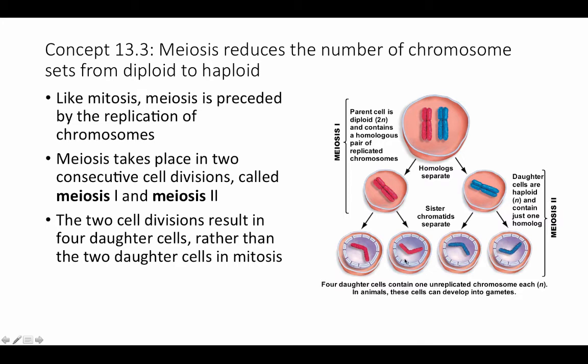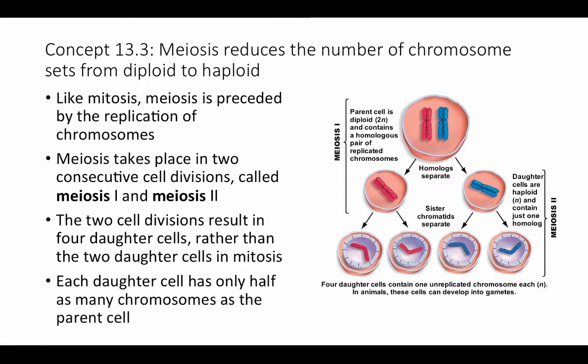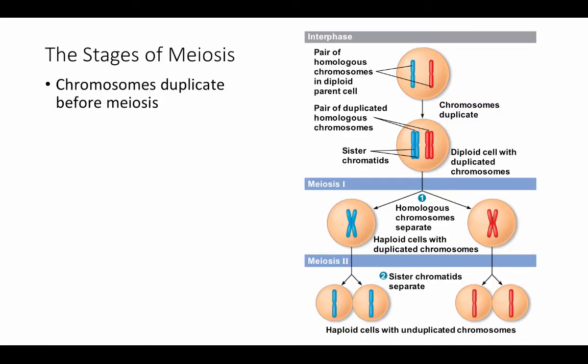So 4 daughter cells, each with one of these 4 chromatids that we see in the replicated cell. And then each daughter cell has only half as many chromosomes as the parent cell. So remember, this is 2 chromosomes. They're each duplicated, but each of these is 1 chromosome, and each one of the daughter cells is going to have half as many chromosomes as the parent cell did. So now let's take a closer look at these stages.